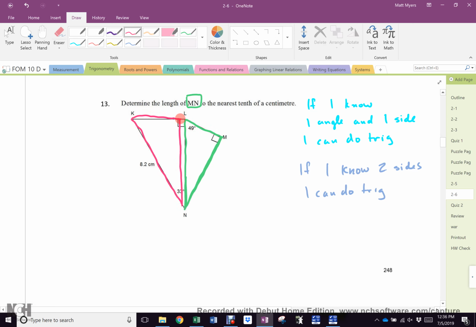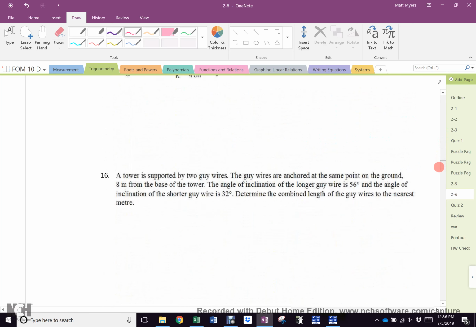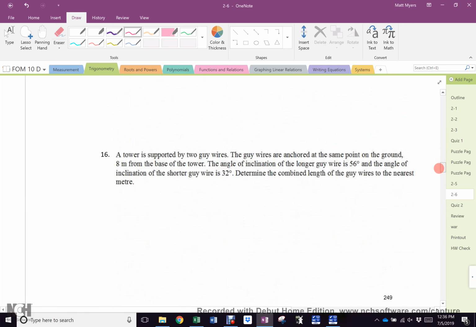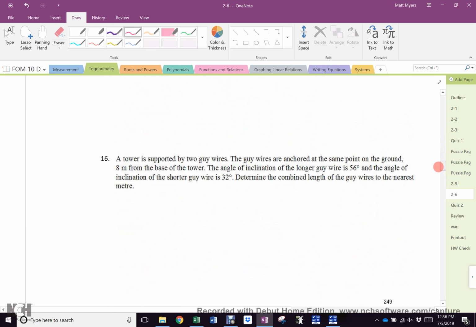Now, this is tricky because on the green triangle, what is that? A leg or a hypotenuse? On the green triangle, it's a hypotenuse. What is it on the pink triangle? A leg. It's going to be adjacent to 33, isn't it? Everybody good? That's the trick there. And then the rest of these, the next two have drawings. Number 15 is particularly spooky.